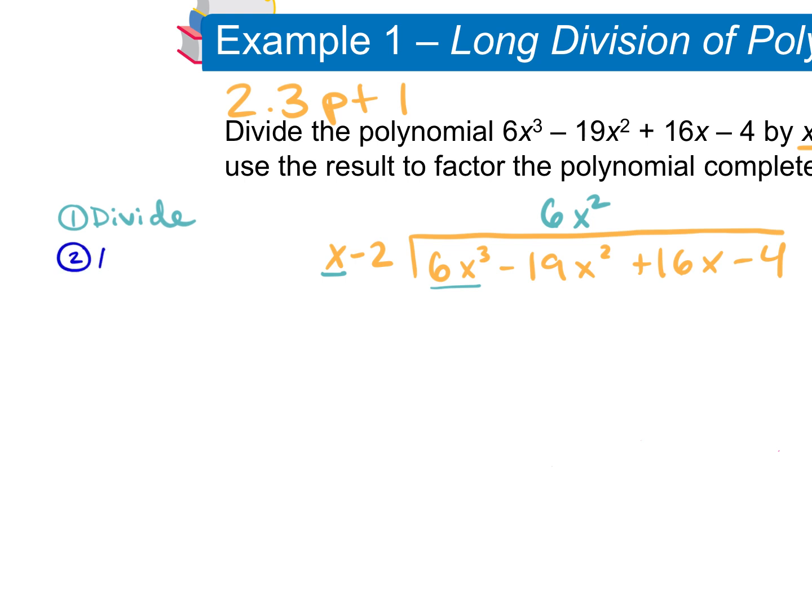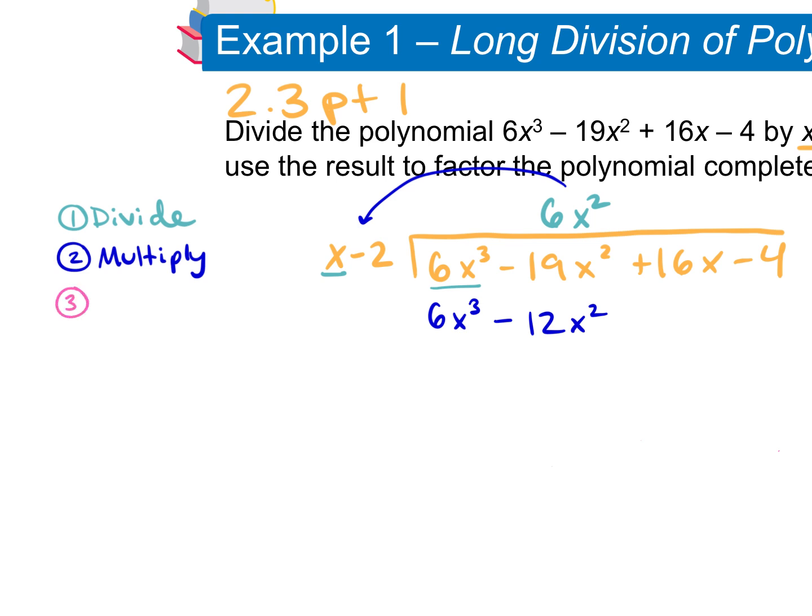The second step is to multiply. So I'm going to multiply the 6x squared times everything out front. So 6x squared times x would be 6x to the third power. And 6x squared times negative 2 would be negative 12x squared.